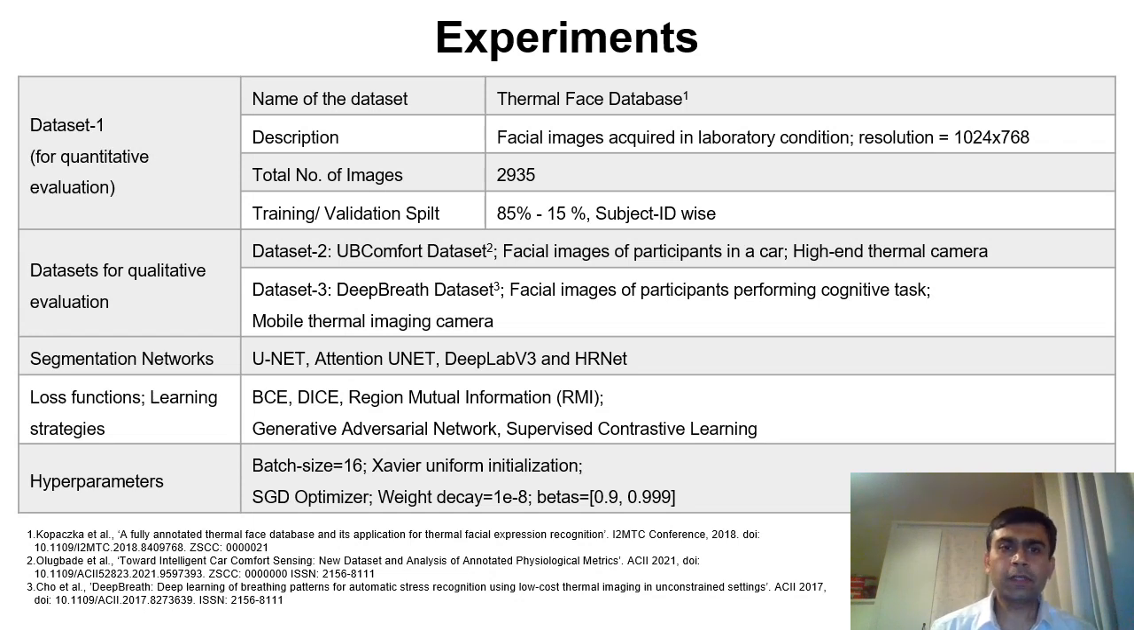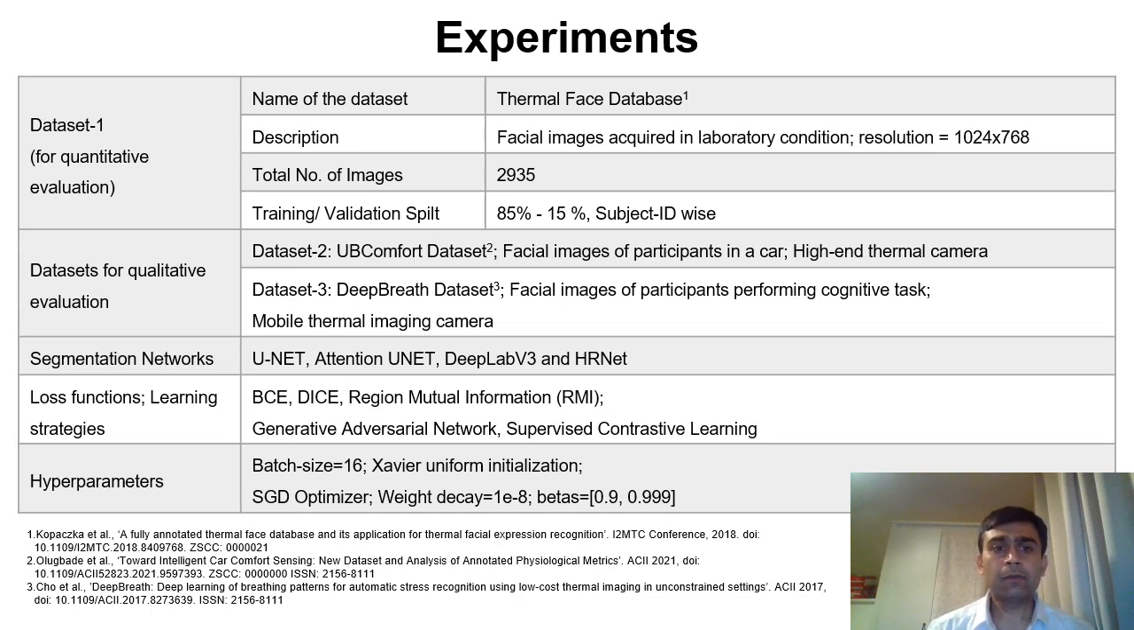We train UNet, attention UNet, DeepLab V3 and HRNet without pre-trained weights, with Xavier uniform initialization. Performance comparison is done with existing loss functions such as the BCE, DICE, and RMI, along with the GAN and the supervised contrastive learning strategies.